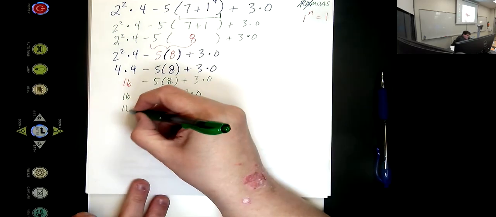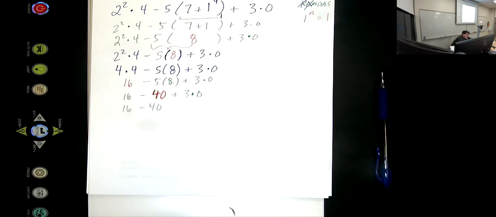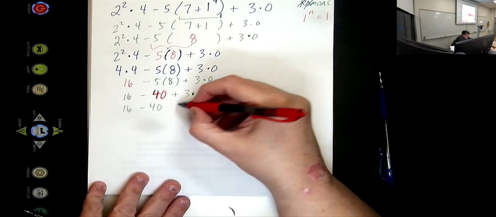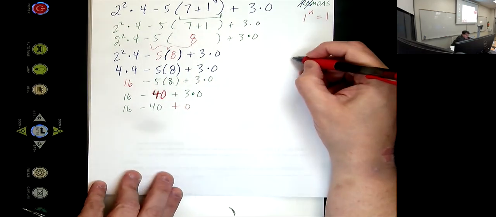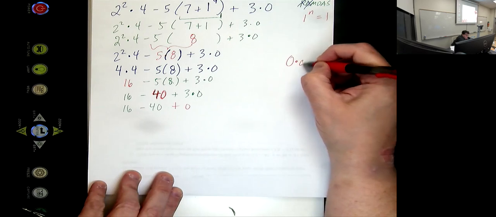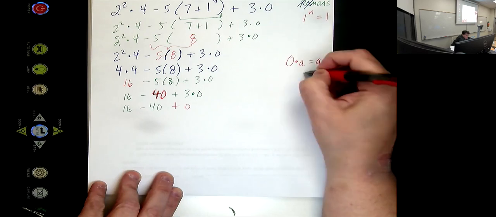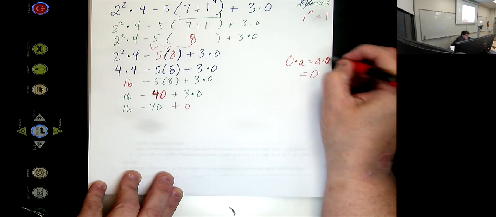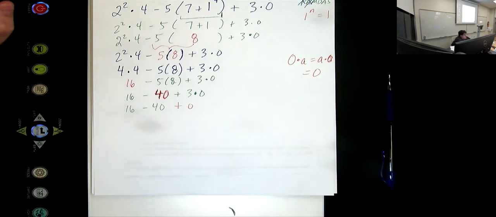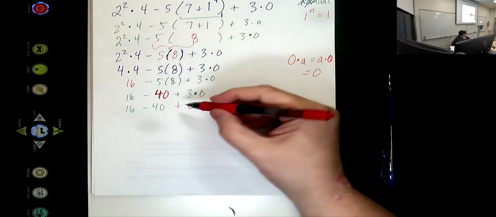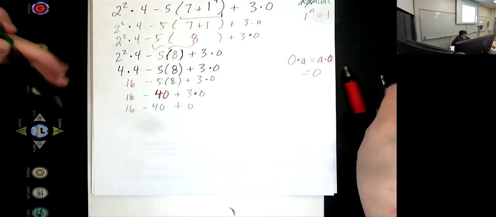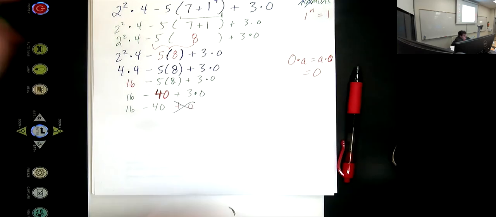And finally, 3 times 0 is 0. 0 times any value equals 0. And if it's plus 0, you don't need it anymore. I don't need to write that part.